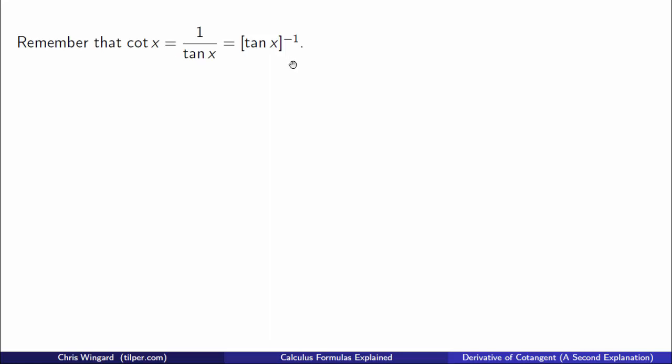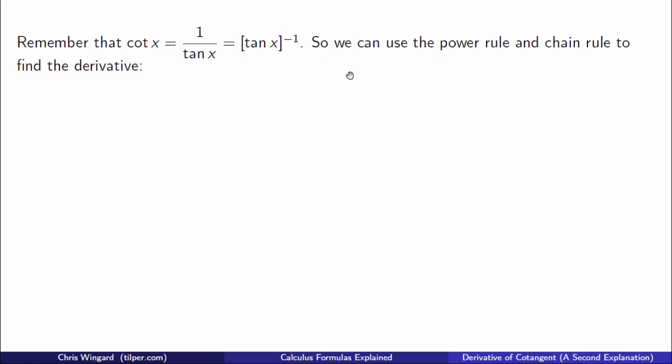power. So we do want to be very careful and make the distinction that this negative 1 in the exponent does indicate raising to the negative first power and does not indicate inverses. That's a totally different thing, covered in a different video, totally different function entirely. So this here, negative 1 in the exponent means tangent of x to the negative first power. So we can use the power rule, and we'll need the chain rule to find the derivative.